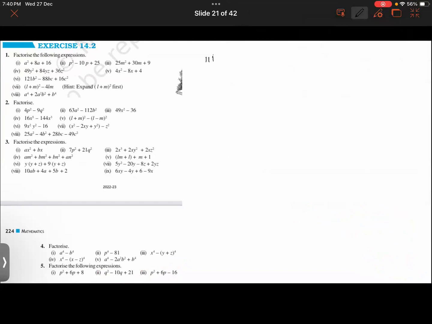Question number 3, that is p square plus 6p minus 16. Here we can note that 16 can be written as 8 times 2. Now look at this 6. The 6 can be written as 8 minus 2. So 8 and 2 are the numbers we are going to use in order to write 16 and 6 here.